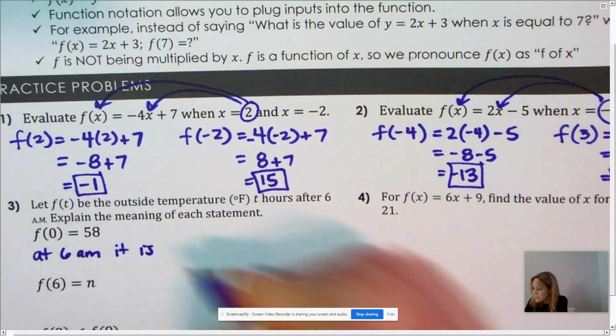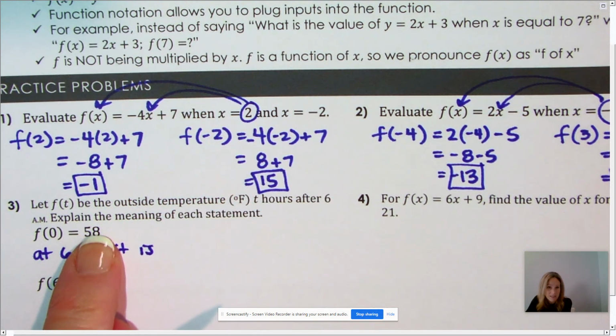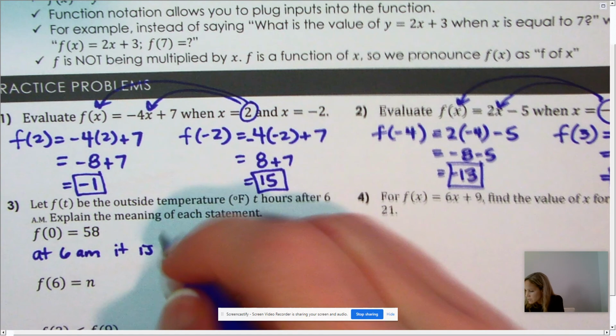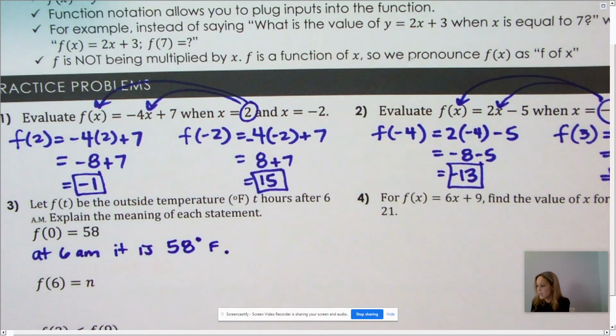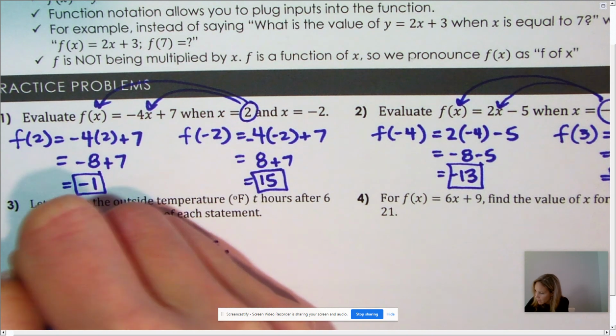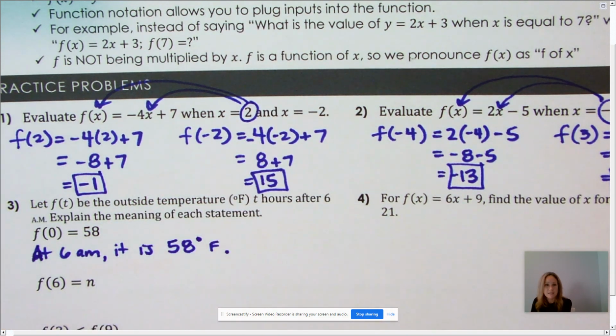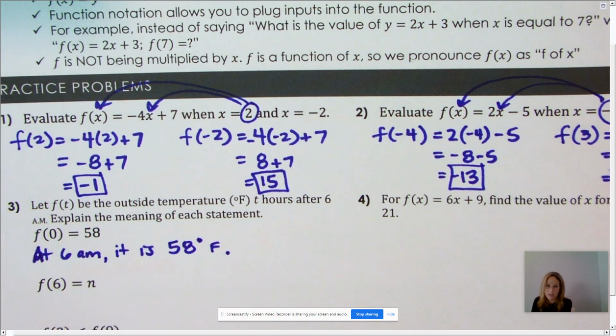It is how many degrees? That's the temperature. 58 degrees outside. So 58 degrees Fahrenheit. I guess I should have a capital F. At 6 a.m., it is 58 degrees Fahrenheit.